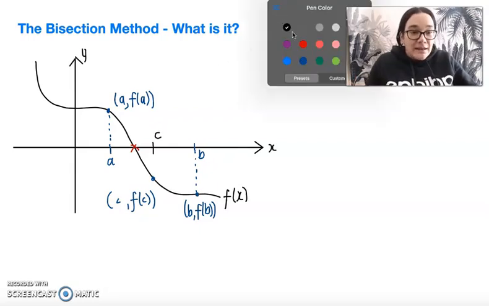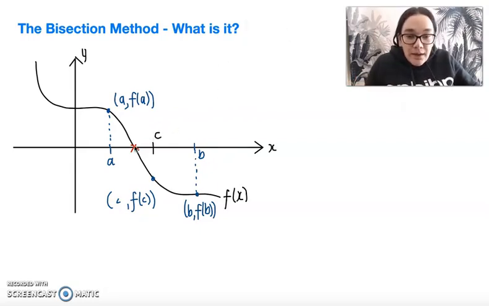We again split it, so let me grab a pen, and we split it. So let's say the halfway point is there at D. Pretty close to the solution, but I may not know that. So let's say this is point D, and D is halfway between A and C. The coordinate here, let's say that this is the coordinate D and F of D. And we repeat the process.